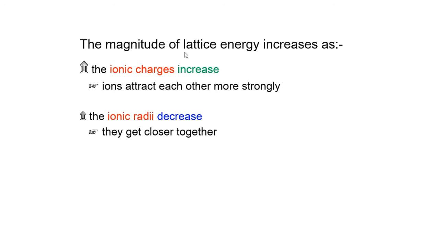The magnitude of lattice energy increases when the ionic charges increase because ions attract each other more strongly. The ionic charges mean positive 1, positive 2, positive 3. Positive 3 is larger than positive 2. That's why the magnitude of lattice energy is higher. The second factor is about ionic radii. When the ionic radii decrease, the size is smaller, meaning that the distance between the nucleus and the valence electron gets closer together. That's why the magnitude of lattice energy increases.